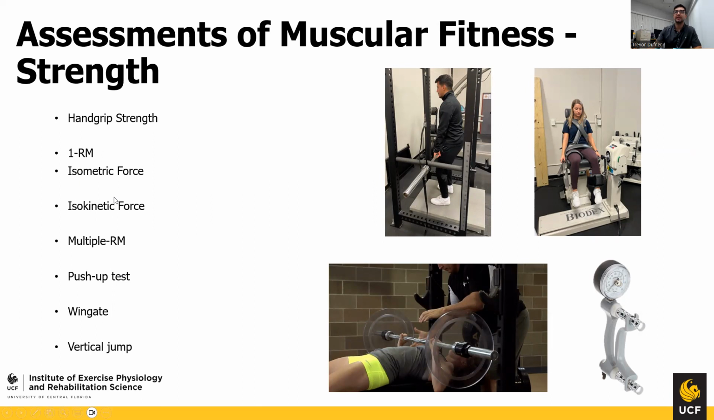So essentially these first ones here, hand grip, 1RM, isometric, isokinetic force, are going to be measures of muscular strength. The multiple RM, like a 10 RM, 15 RM, or a push-up test, is going to be more a measure of muscular endurance. And then finally, the Wingate or the vertical jump are measures of explosive strength or power.